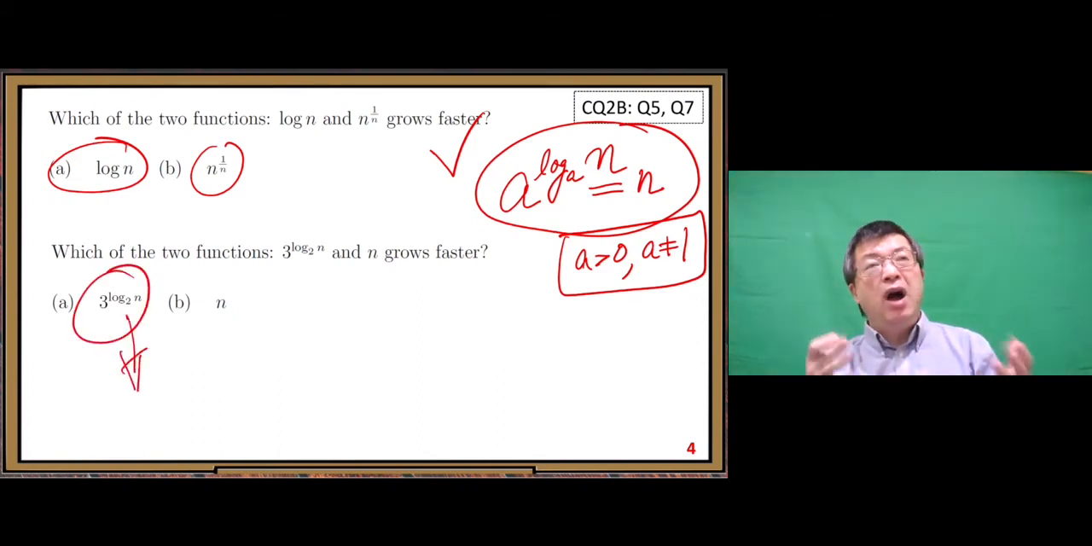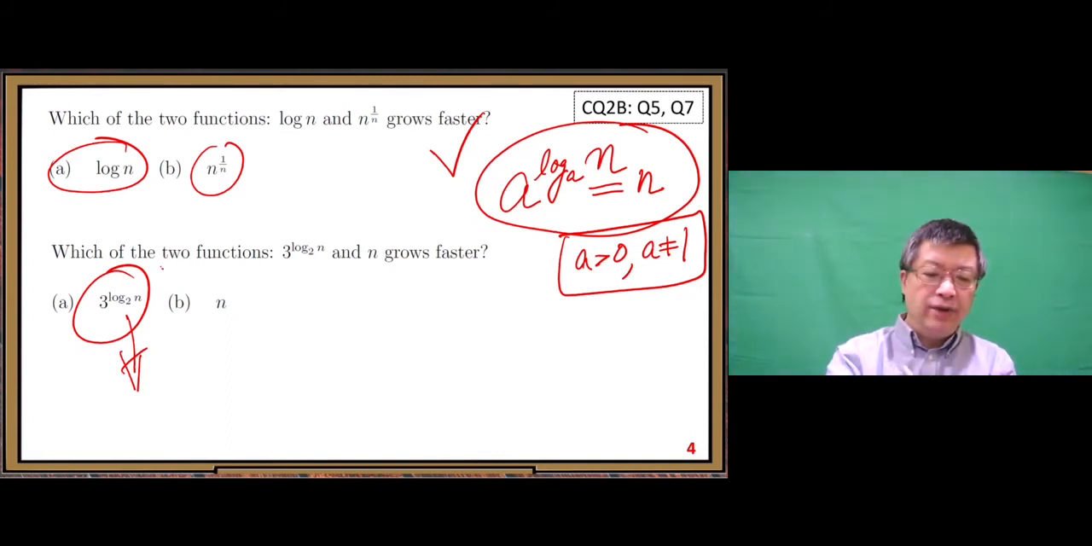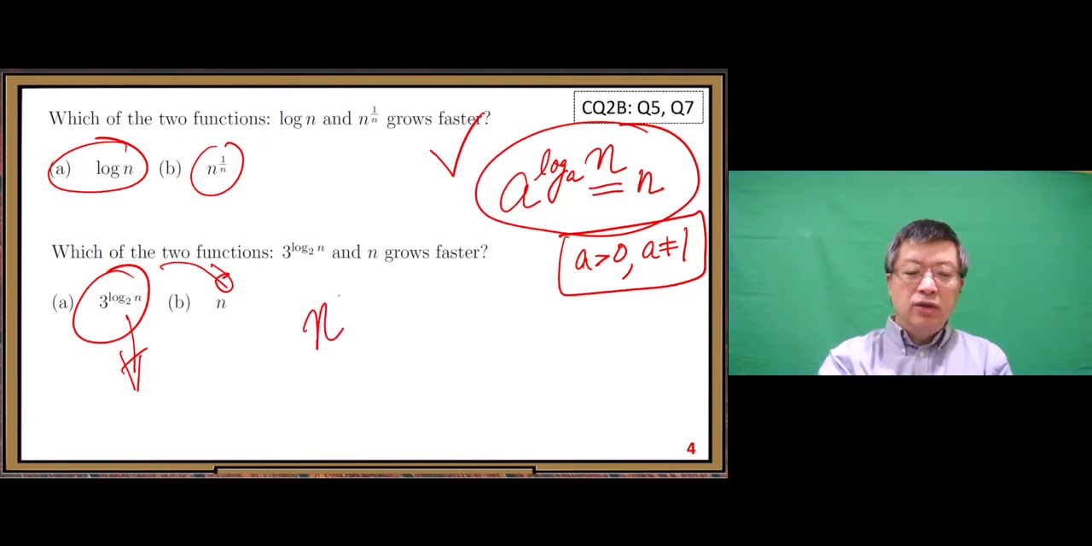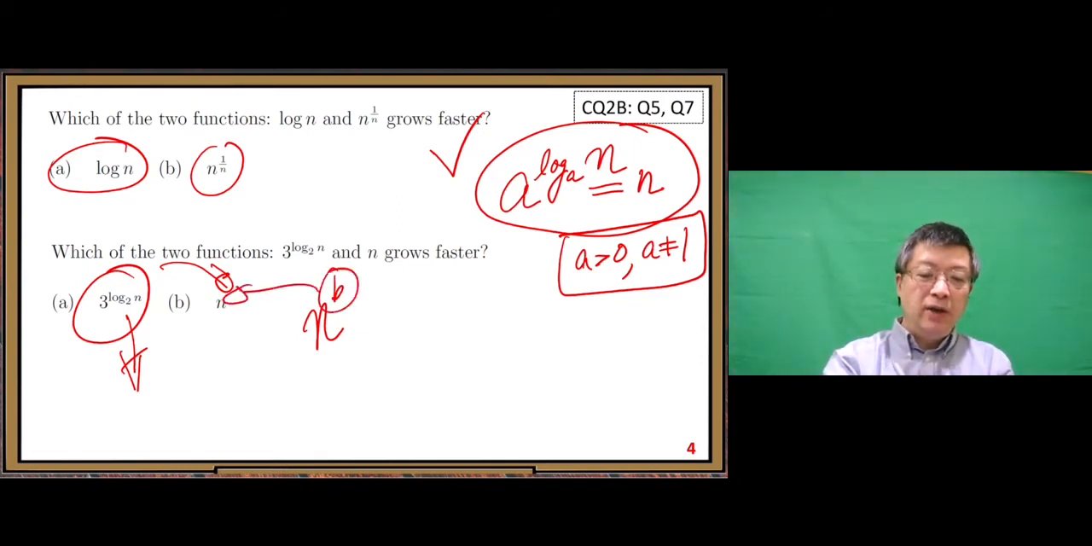This function is very hard to compare with the other function directly. We want to write that function as n to some number, let's say b. Then we can compare this b with the exponent of the other function, that's 1. Which one is larger, which one smaller? So you can see which one grows faster. Let's do that step.